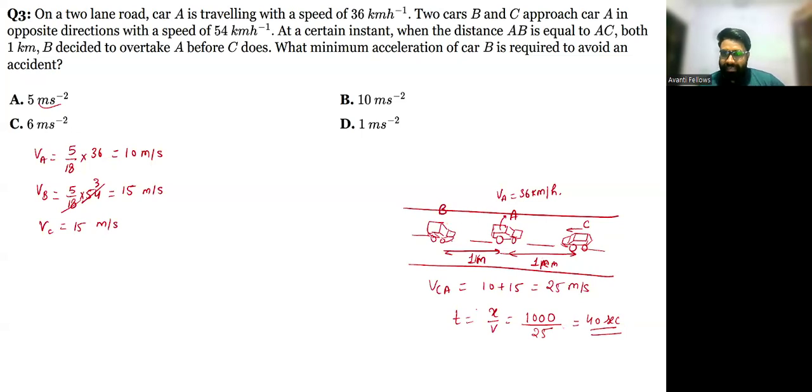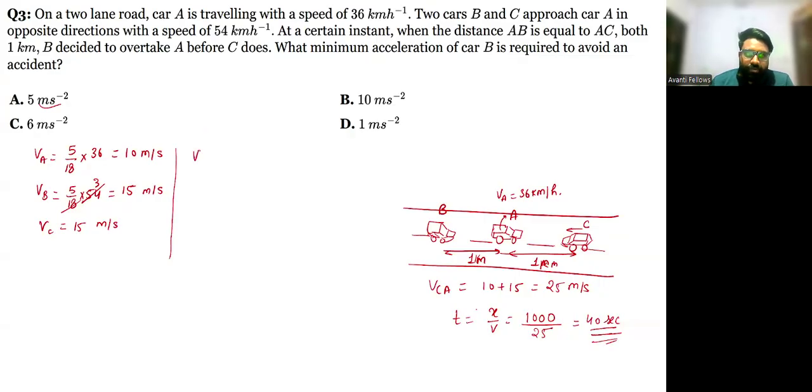Meanwhile, B will take greater time than this. But the question says that B has decided to cross A before C does, which means at least B should be covering this distance of 1 kilometer in 40 seconds. Then there's a point where we can avoid the accident, which is the minimum value of time that it will consume.